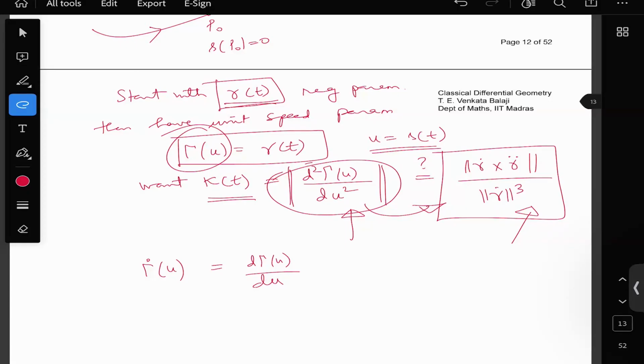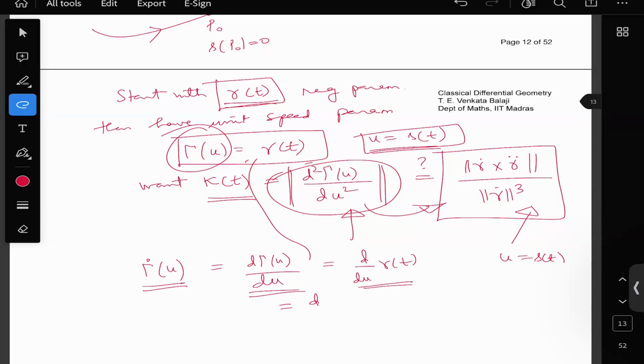Now use this thing here. This is the same as writing d by du of small gamma of t, but the substitution is u equal to s of t. If you write it like this, what are you going to get? I can write this by chain rule. Mind you, this side is a function of u, so this also must be a function of u. So I have to write t equal to s inverse of u. Only then will it finally give you something that depends on u.